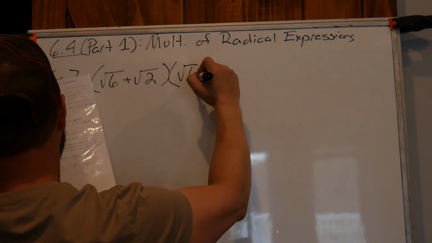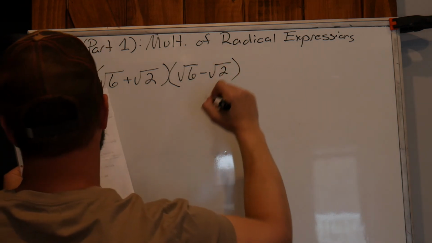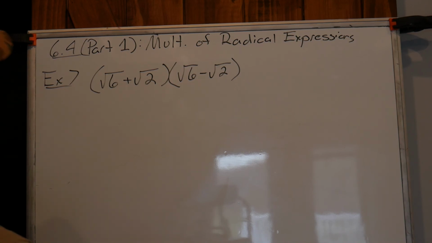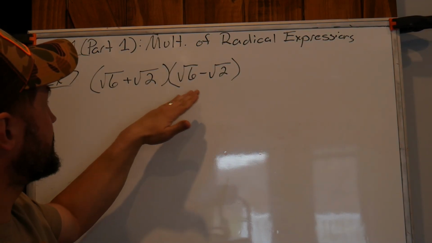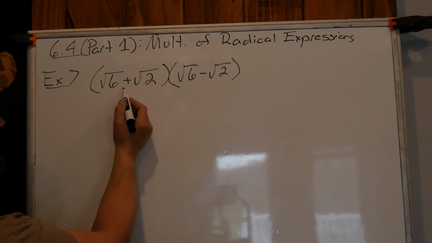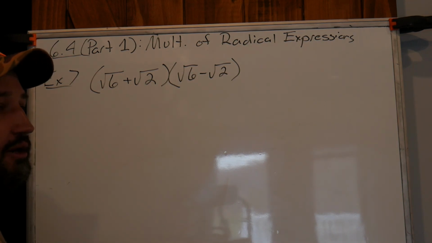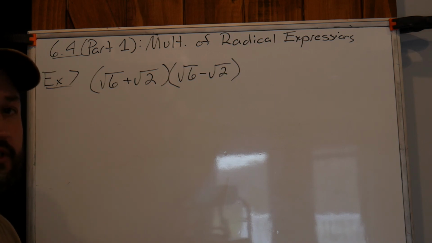Square root of 6. Oh, I see. This is setting us up for the division, actually. It is preparing us for division. In division, what we're going to do is multiply by the opposite. That's what we're doing here. We have the opposite. You can almost think the x squared minus y squared is x plus y times x minus y.